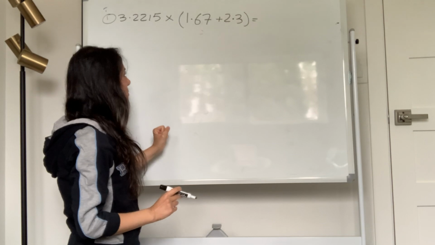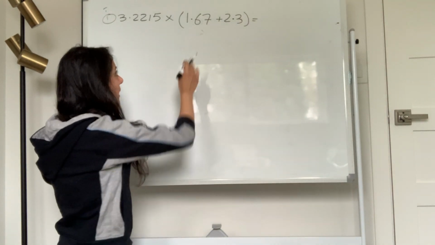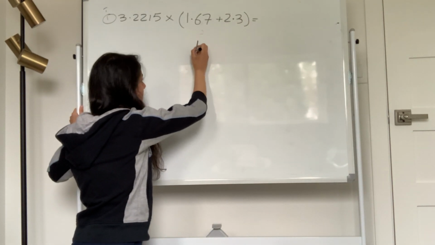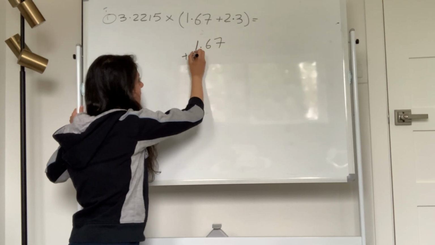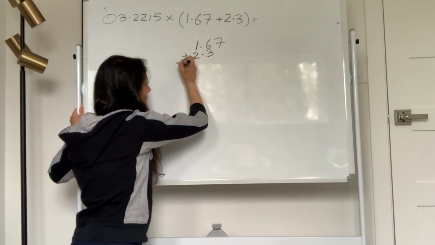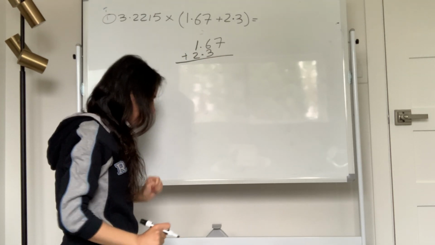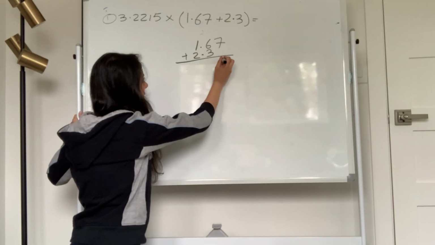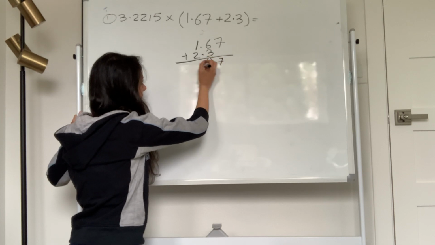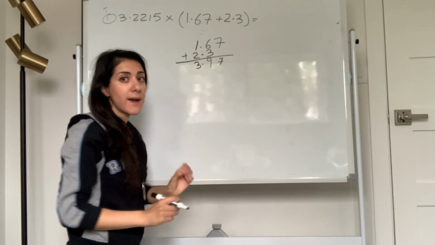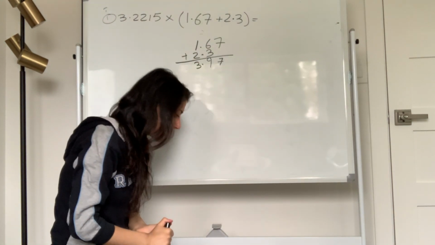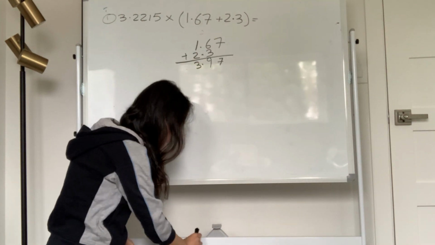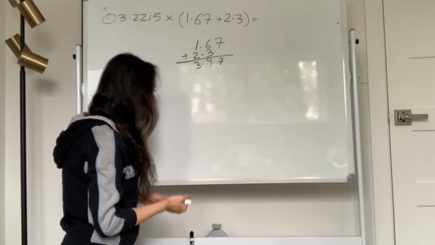That's the first part that you do: parentheses. Now, I have addition, and I said every time you have addition, you are going to line them up on top of each other. So far, so good? Okay. Now, if I do the addition, I get 3.97. And then you ask, where do I draw a line? You draw a line where things are not significant anymore. Where would that line be?